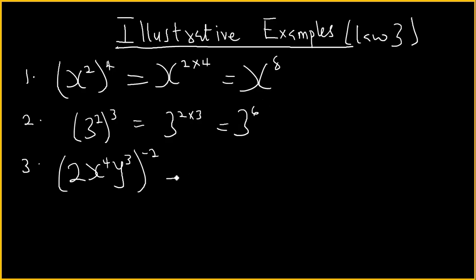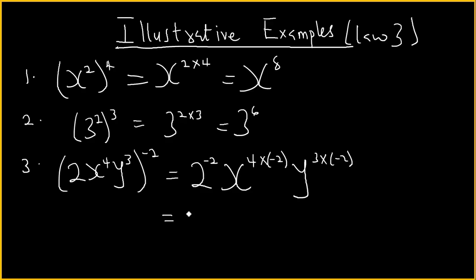The last one, we have 2 to the power negative 2, x to the power 4 times negative 2, y to the power 3 times negative 2. We have 2 to the power negative 2, x to the power negative 8, y to the power negative 6. So these are also examples under the power law.